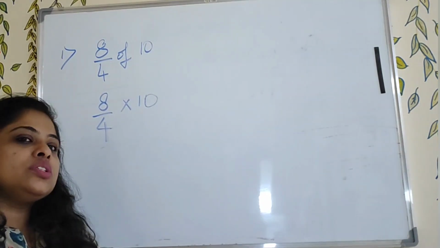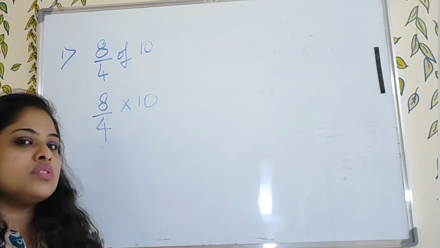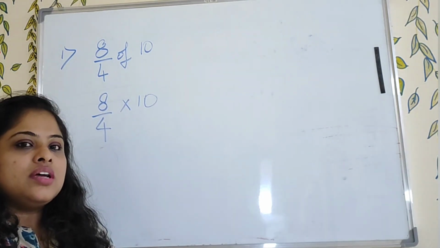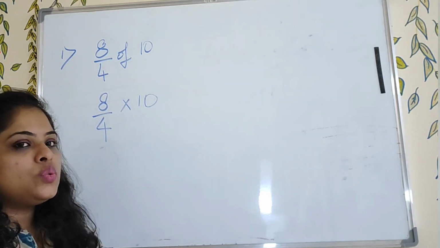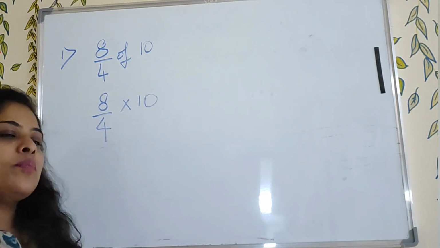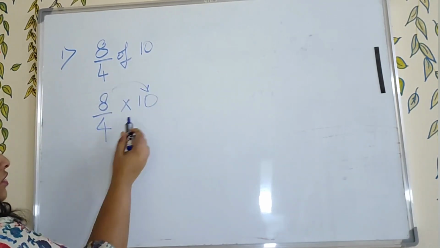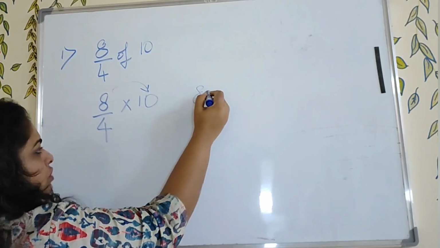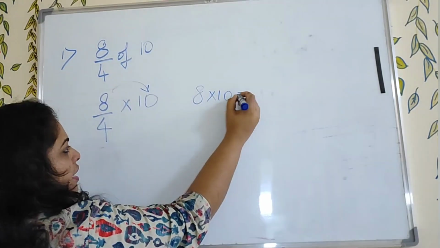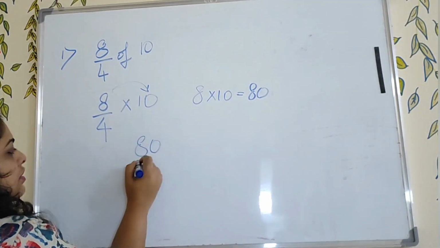This is for the students who are still at the stage of learning what a fraction is, or how to reduce the terms or simplify the fraction. People like us can directly divide and go ahead, but for the students, this is the way in the simplest form. You have to multiply first the numerator with the next term. What is the numerator here? 8. 8 into 10 is 80. So we write 80. This is the numerator.